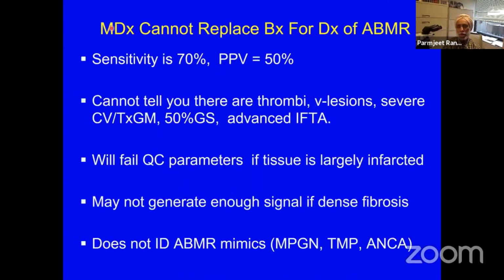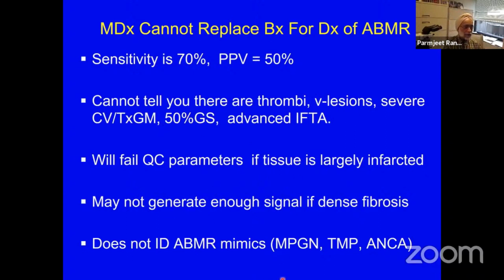And for sure, molecular diagnostics cannot replace the histologic diagnosis. It cannot tell you there are thrombi or V lesions or severe transplant glomerulopathy, or the fact there is 50% glomerular sclerosis, or the fact that there might be advanced IFTA. Molecular diagnosis will fail if there are QC problems, if the tissue is infarcted. It may not generate enough signal if there's dense fibrosis. It does not identify ABMR mimics, such as membranoproliferative GN, thrombotic angiopathy, ANCA vasculitis.